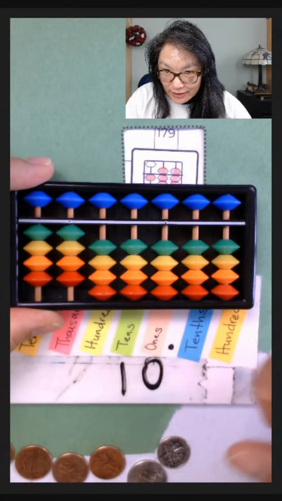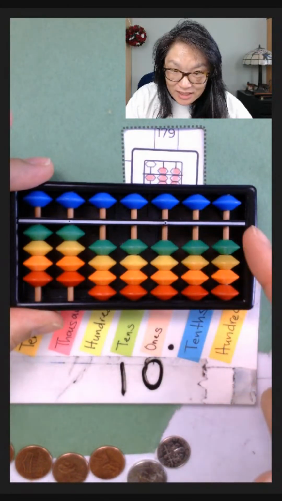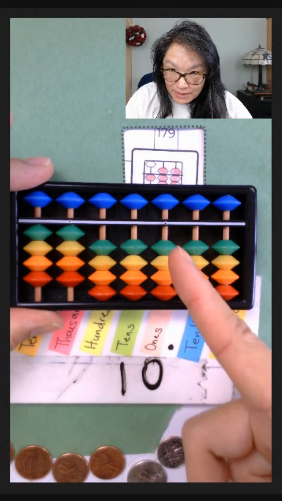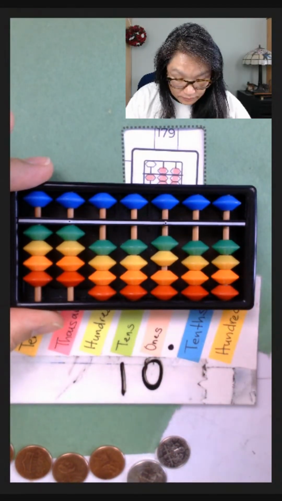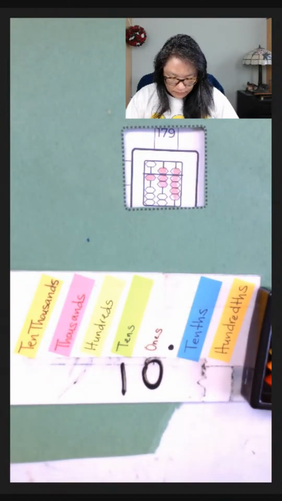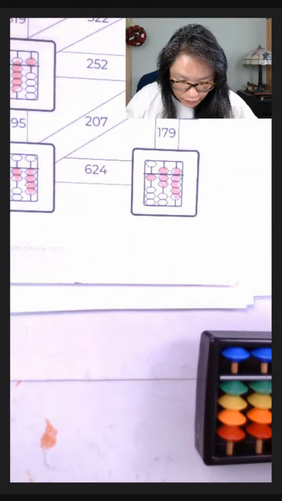So notice because I have my ones here, I have my decimals. My decimal sits between the tenths and the hundredths. These are really good questions. Thank you everybody for joining.